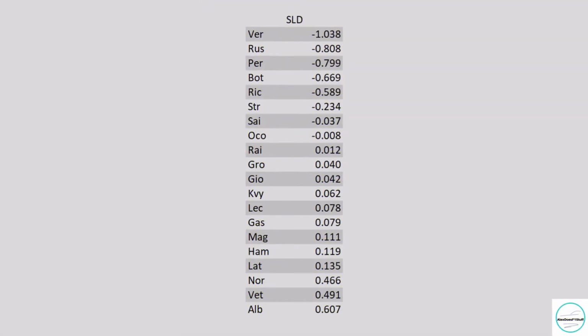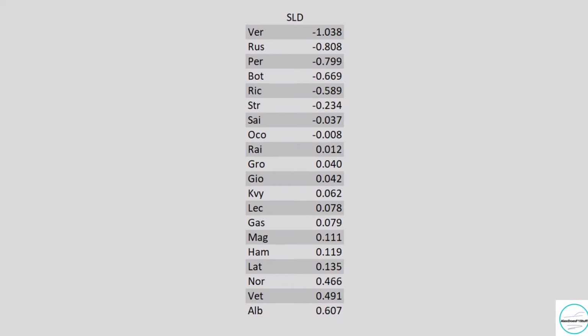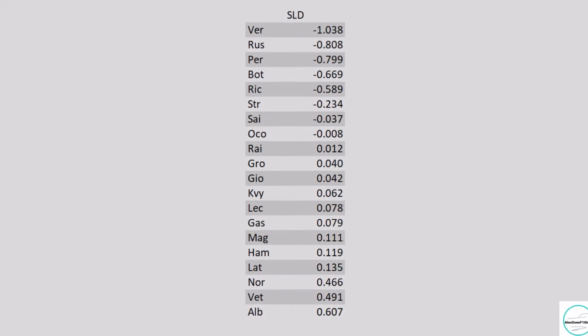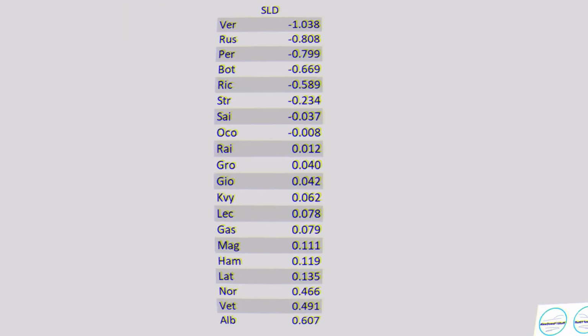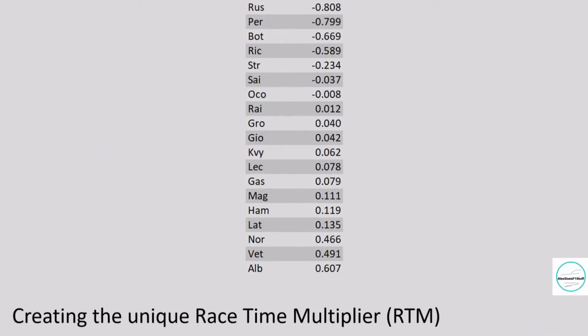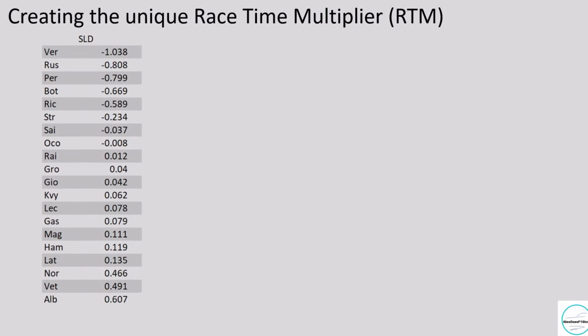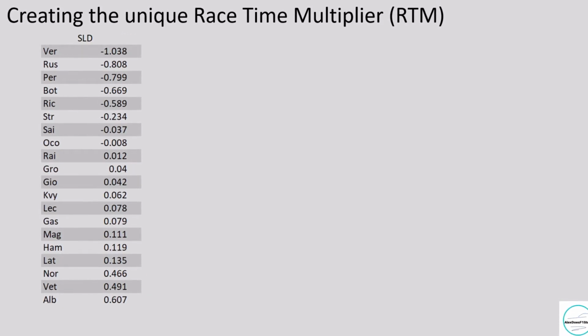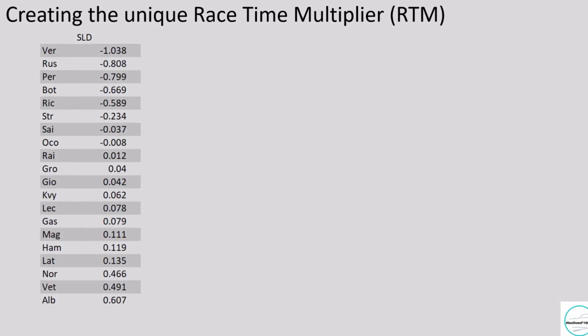So that solves the issue of the single lap pace. I still had the issue of the race time. I couldn't simply use this value that I've just created to adjust their race time. I had to create a completely new variable. So my race time multiplier was born. This uses 3 variables to calculate: the driver's SLD value, their qualifying position, and a randomly generated number.